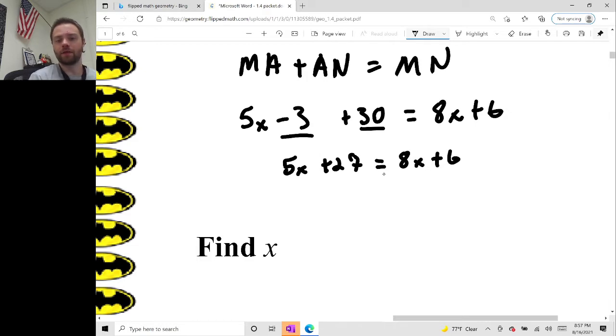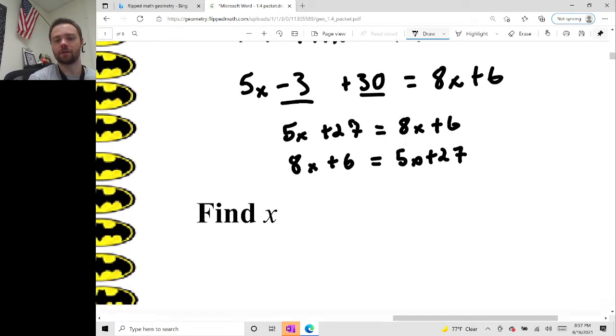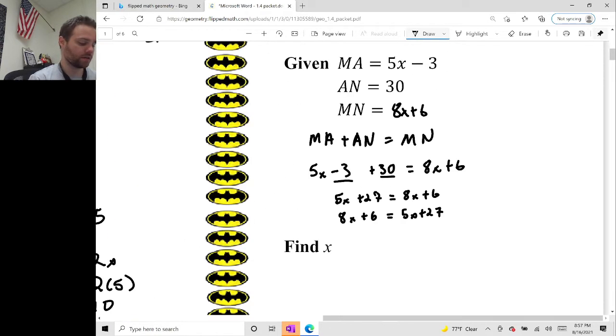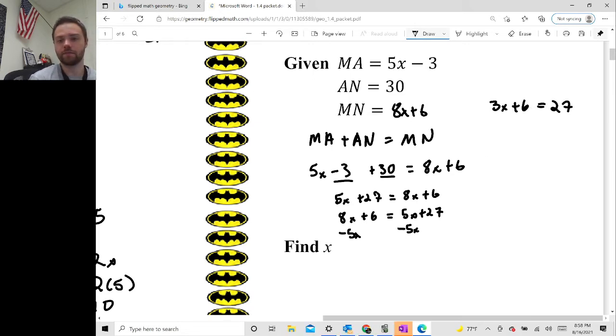So I'm going to move all the variable terms to one side. I'm going to swap the equations. I'm going to put 8x plus 6 over on this side and 5x plus 27 over on this side, just to bookkeep for myself. The next step I want to do is get all the x's on one side of the equation. So I'm going to subtract 5x from over here and over there. So I get 3x plus 6 equals, and I'm left with 27 on the right-hand side, so 27.